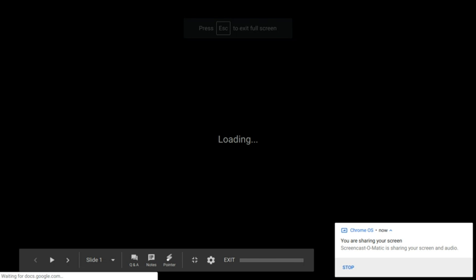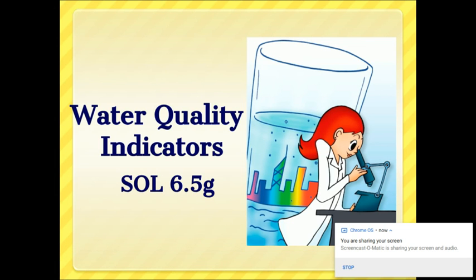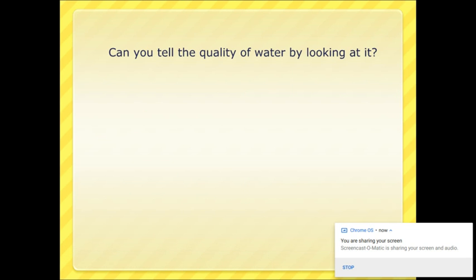Water quality testing is an important part of environmental monitoring. When water is poor, it affects not only the aquatic life, but the surrounding ecosystem as well. I want you to think. Imagine different bodies of water if you've seen. Can you tell the quality of the water just by looking at it?